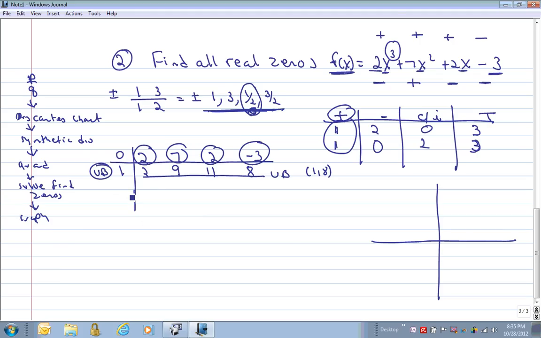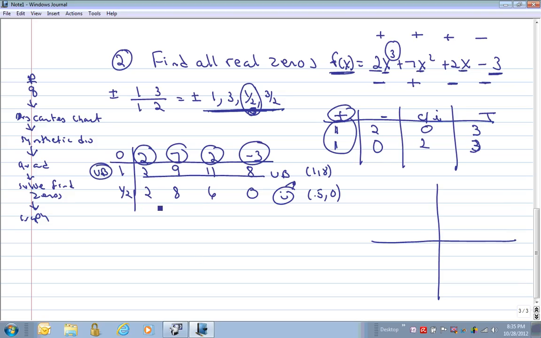All right, so the next thing we'll try is 1/2. So bring down the 2. Half of 2 is 1, 1 and 7 is 8. Half of 8 is 4, 4 and 2 is 6. Half of 6 is 3, 3 and negative 3 is 0. Hallelujah, we found a 0. So we know we have the point at (1/2, 0).